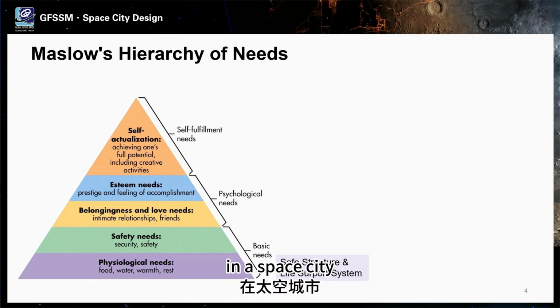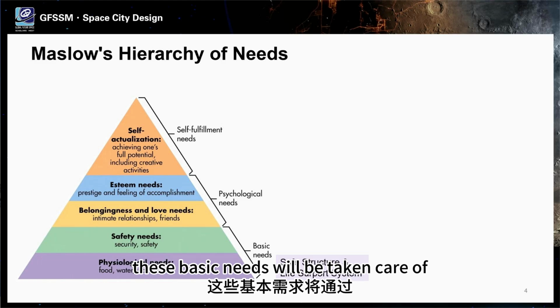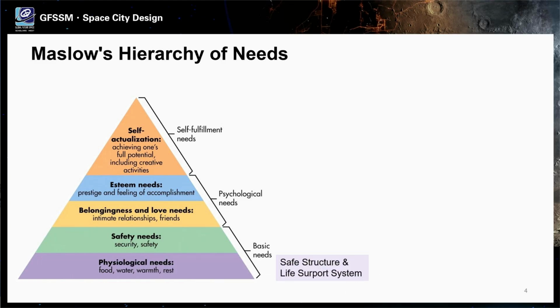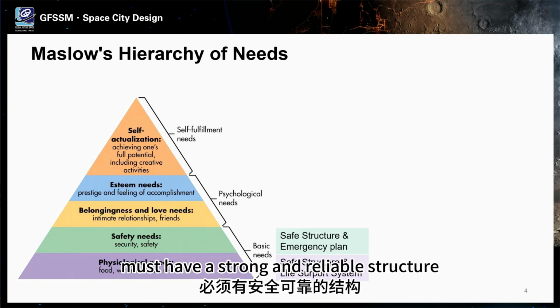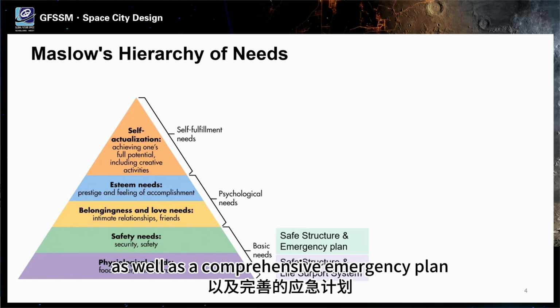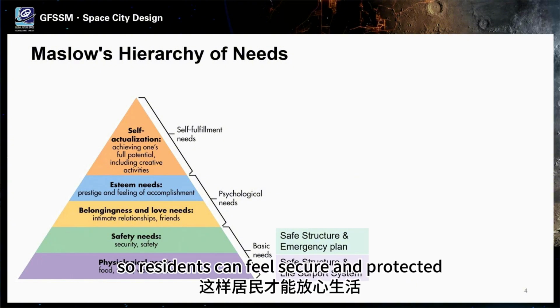In a space city, these basic needs will be taken care of by the life support system. Next are safety needs. The space city must have a strong and reliable structure, as well as a comprehensive emergency plan, so residents can feel secure and protected.